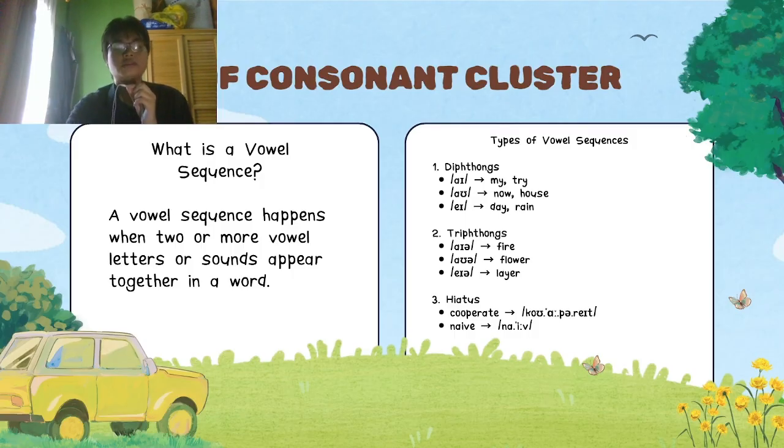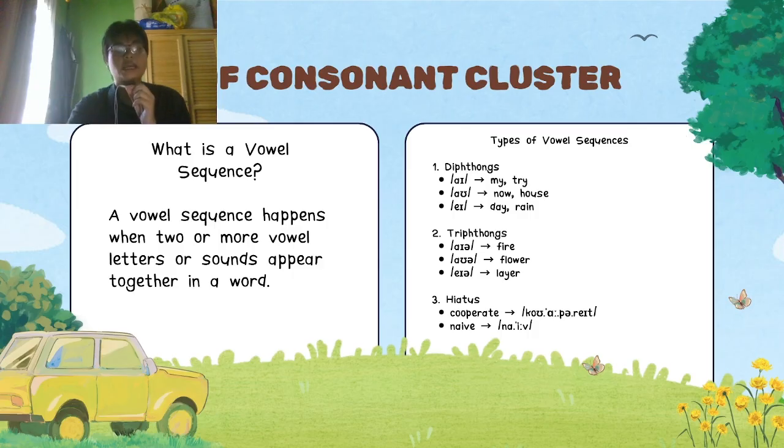And then there are triphthongs. These are three vowel sounds that glide together in one syllable, like fire, flower, layer. These are more complex but common in fluent English speech.